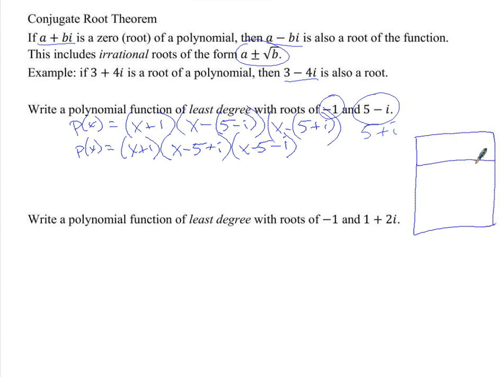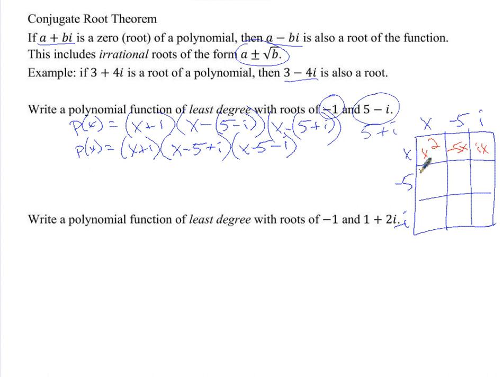I need a 3x3 box. x, -5, positive i. x, -5, negative i. Okay, so the box is set up. Now we're just going to multiply. The more box problems you do, the easier this gets, but here we go. x times x is x squared. x times -5 is -5x. x times i is ix.